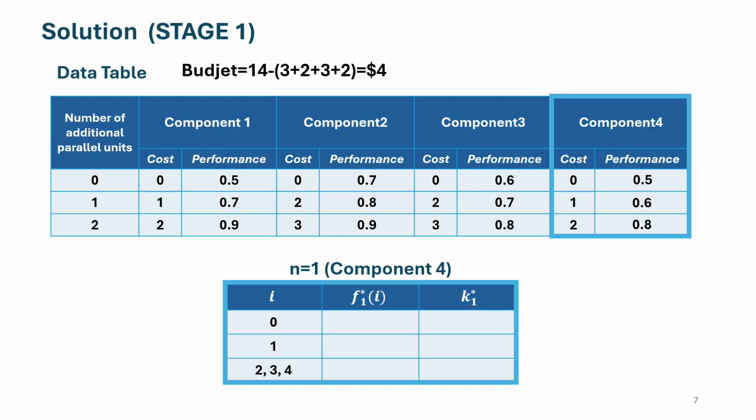If our budget is $0, we install no additional units, and the reliability remains at 0.5. If our budget is $1, we can install one additional unit, which increases the performance to 0.6. And if our budget is $2 or more, such as $3 or $4, the best option is to install 2 additional units, which brings the performance to 0.8. This is the highest result we can achieve for component 4. This table will serve as the basis for our calculations in the subsequent stages.